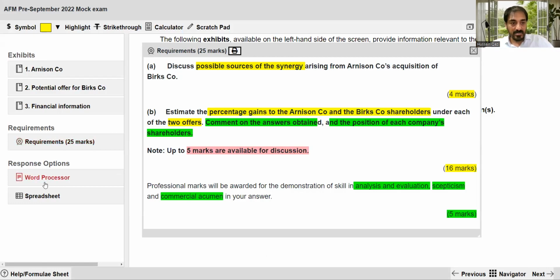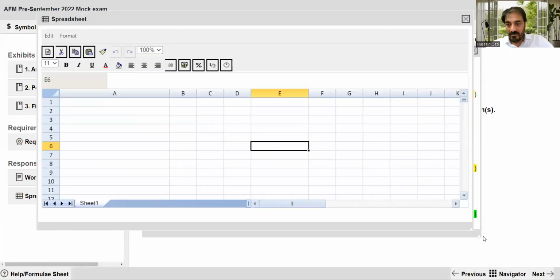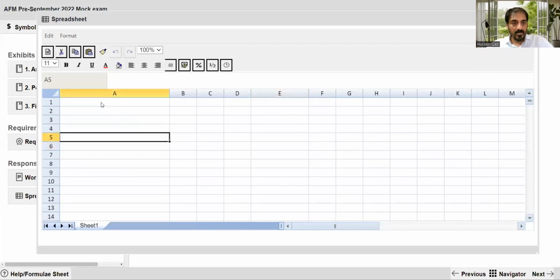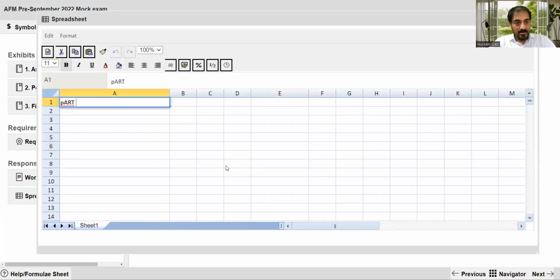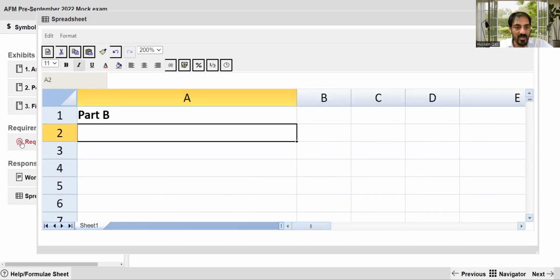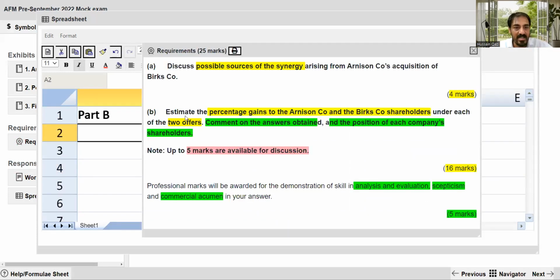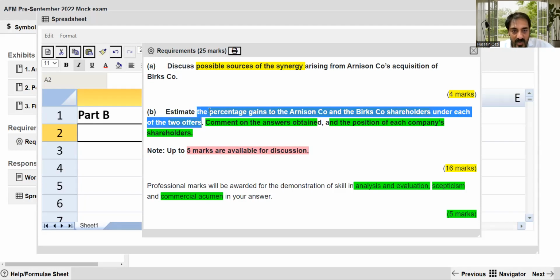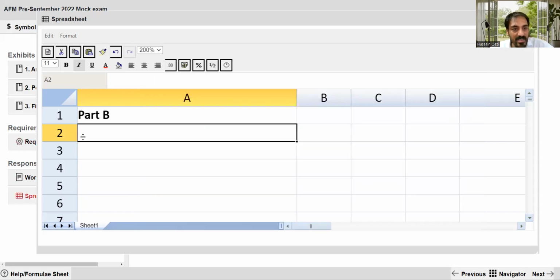Now, come on. Use the spreadsheet here. So part B. One moment. Yes, part B. And make a heading for part B. What should be the heading, sir? Simple. This one is the heading. Just copy paste the requirement. Use the copy paste.